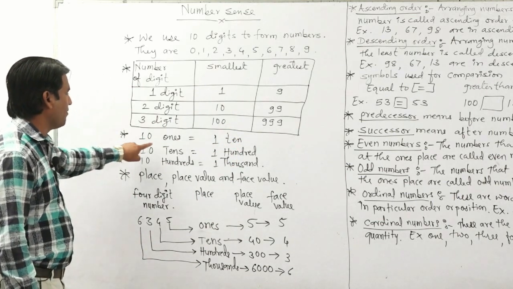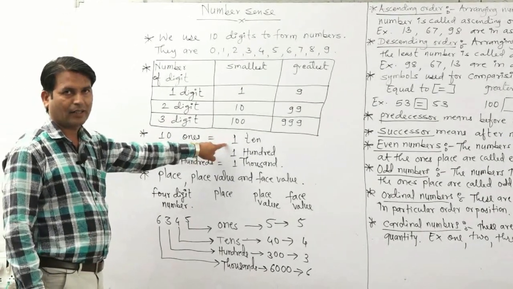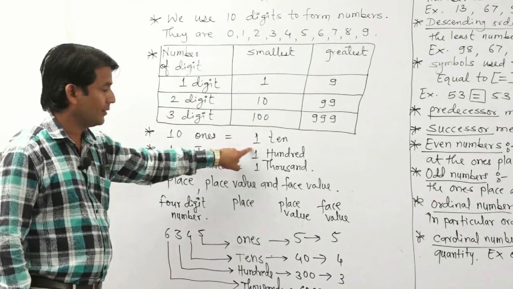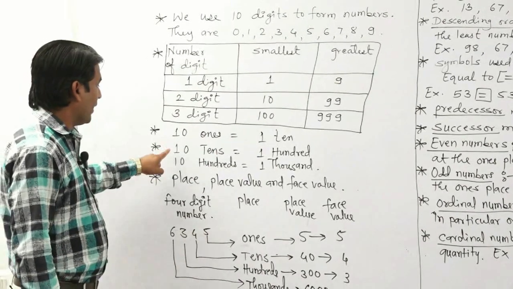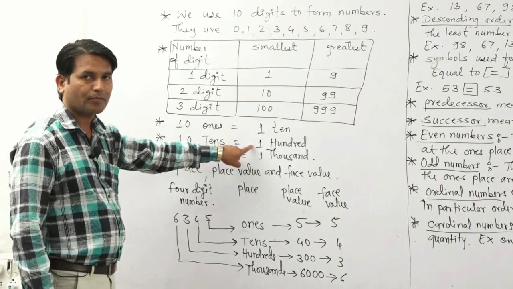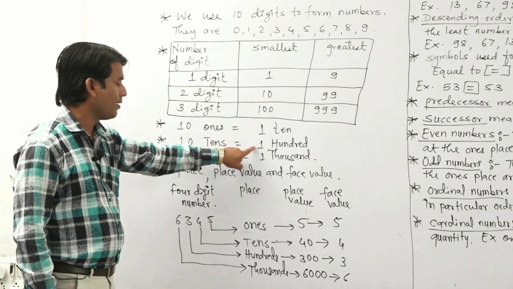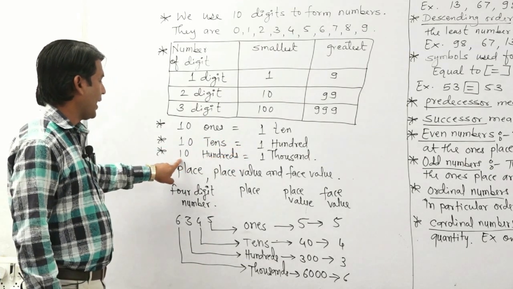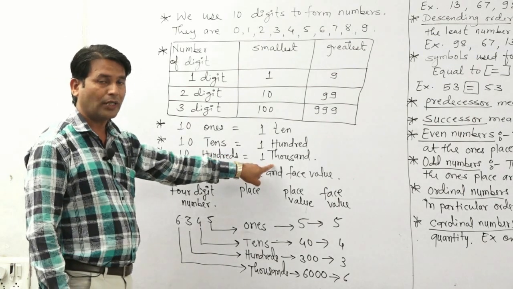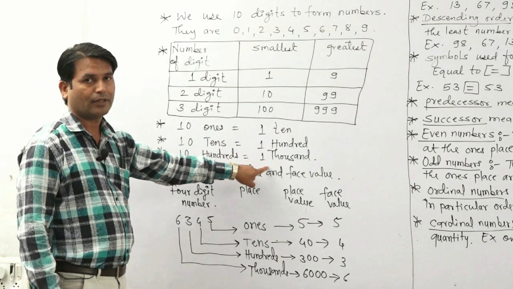Next one, 10 ones means what? 10 ones is equal to 10. After that, 10 tens is equal to 100. What? 10 tens is equal to 100. And next one, 10 hundreds is equal to 1000. What? 10 hundreds is equal to 1000.